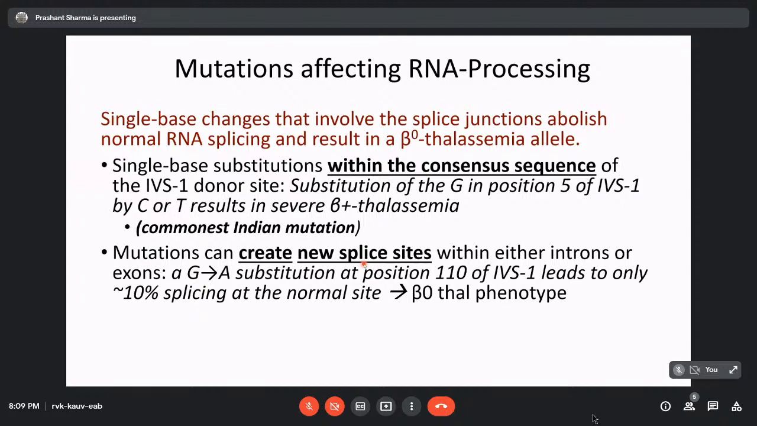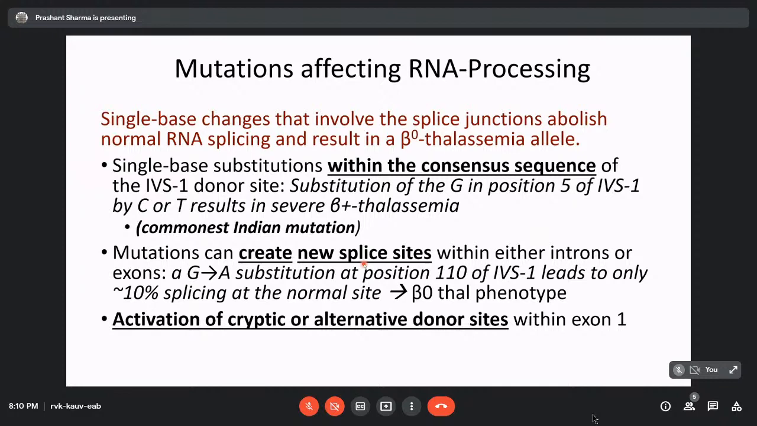And the third way, of course, is that splice sites can get abolished. So you can get abnormally long mRNA. And another mechanism is activation of cryptic or alternative donor sites within exon 1. So again, you're going to have abnormal splicing.